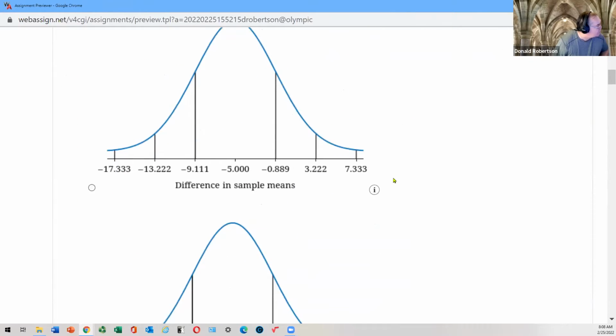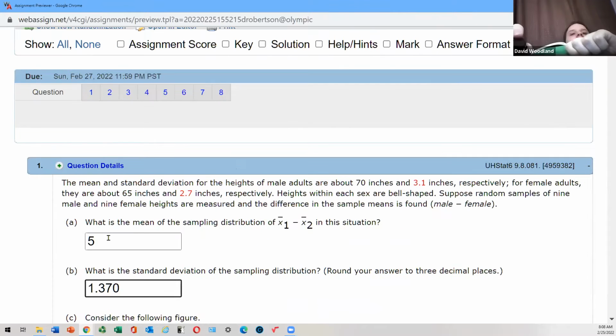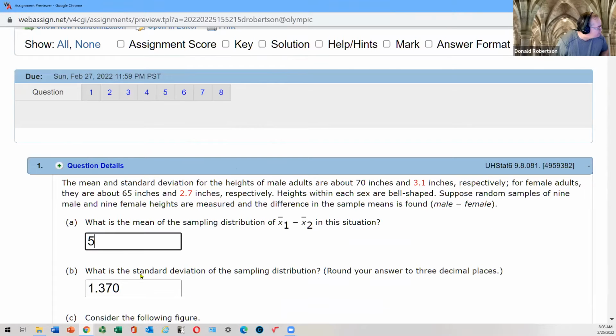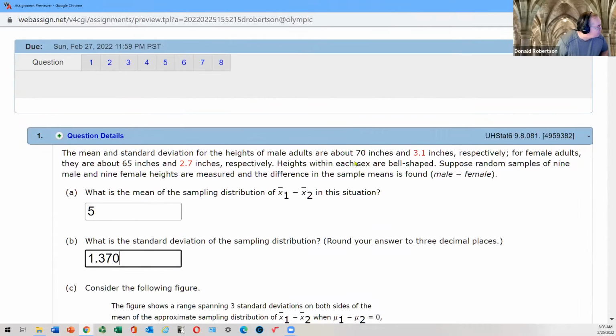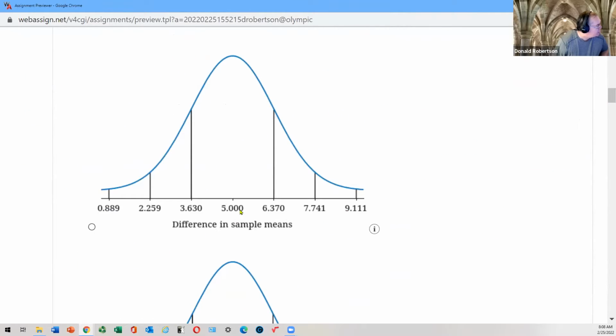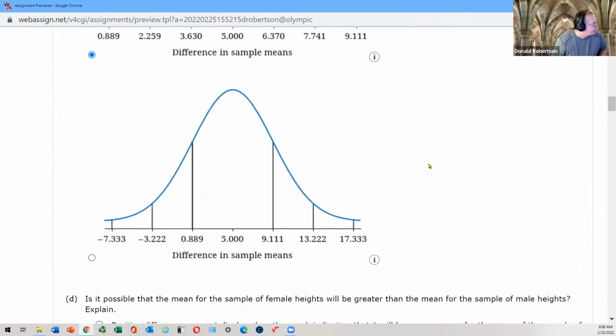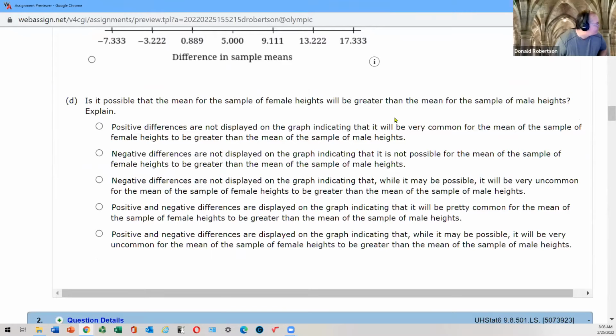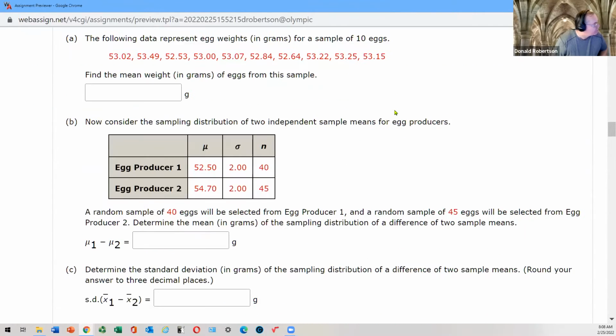And then they give you a picture. You want something that's got a mean of 5 and a standard deviation of 1.37. So a mean of 5 and a standard deviation of 1.37, it would look like that. And then a little sentence of it, what does it tell you? So that's question 1 done. So you see I could use the software there just to help me calculate the standard error.